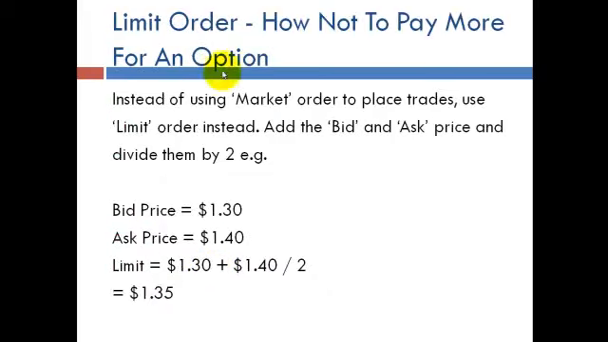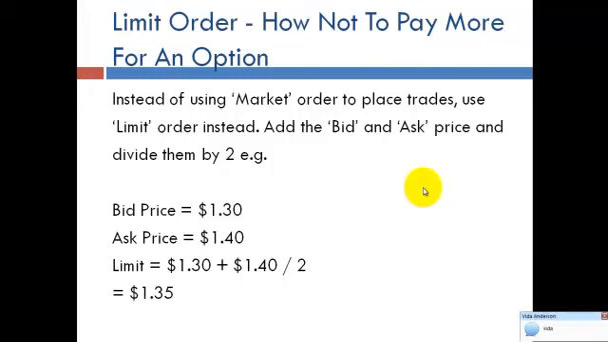So, the limit order: how not to pay more. I've gone through the limit order. Instead of using the market order to place trades, use the limit order. You add the bid and the ask and divide it by 2. Like Theodora asked, if the limit order hasn't been filled, what do I do? You have to go back and log in, modify your order, and change the limit, because as the stock price goes up or down, so do the bid and the ask.